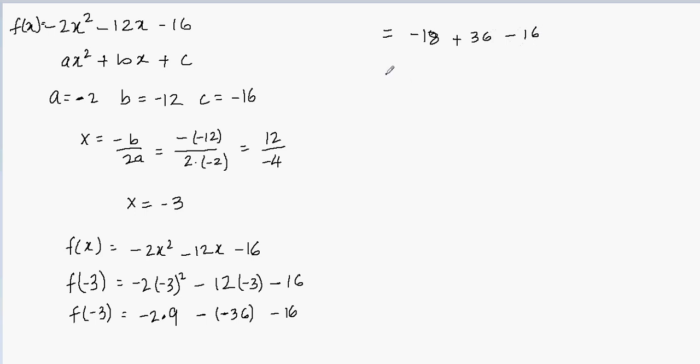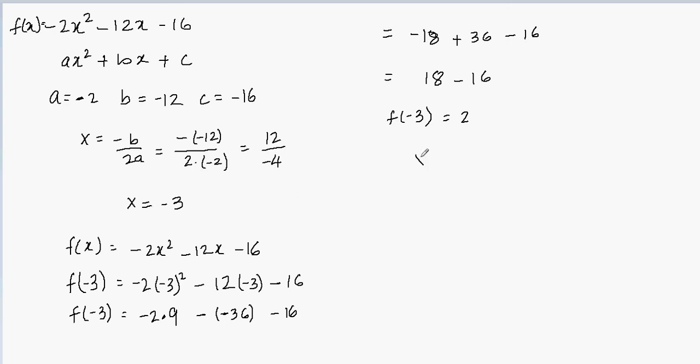Now, according to the rule of order of operations, we have to add or subtract moving from left to right. So left to right, so we'll start from here. Negative 18 plus 36 is going to be positive 18. And then I have minus 16 here. So that means my f of negative 3 will be 18 minus 16 is going to be 2. That means the y-coordinate of the vertex is positive 2 and the x-coordinate of the vertex is negative 3.